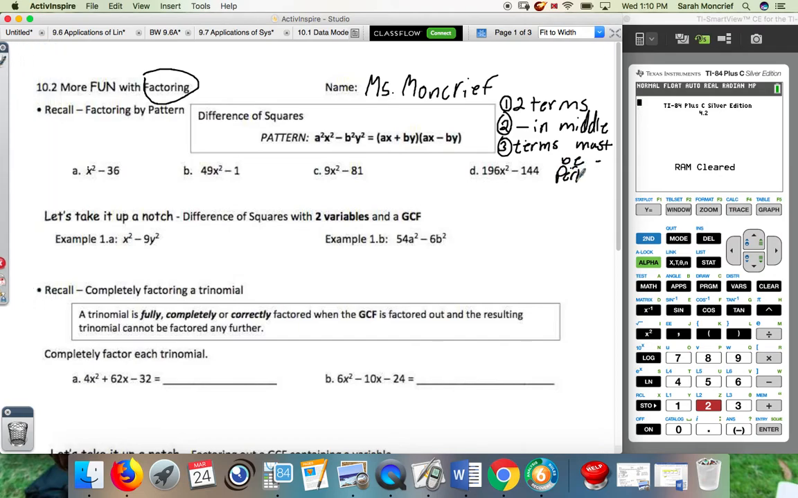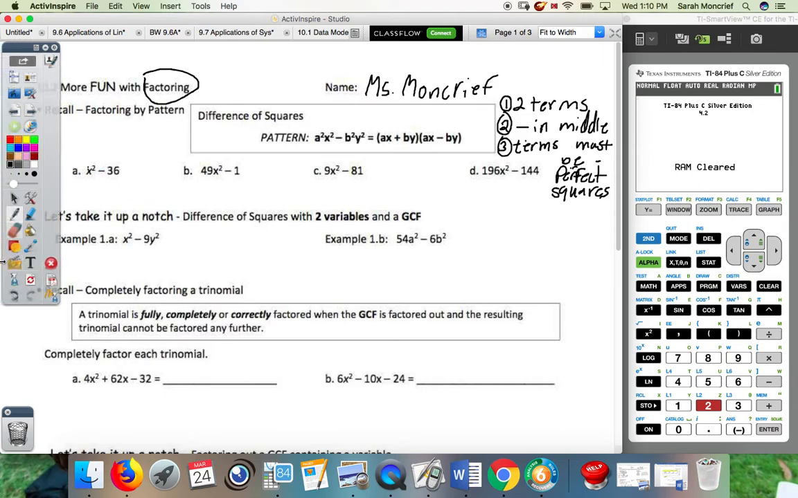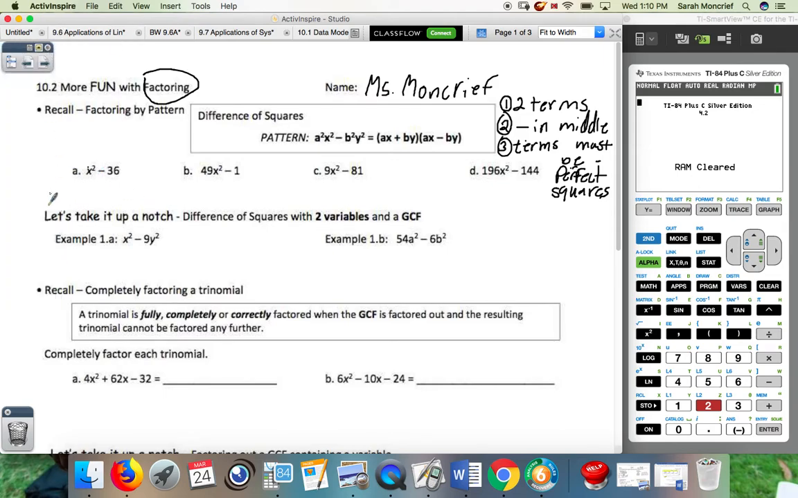Perfect squares. So now, are our x squared and 36 perfect squares? Well, let's check it out. If they're perfect squares, we'll get something nice at the end. And when I say nice, I mean like x, 5, 2, a whole number. So what's the square root of x squared? Well, that is just x. And then what's the square root of 36? Well, that is just 6.